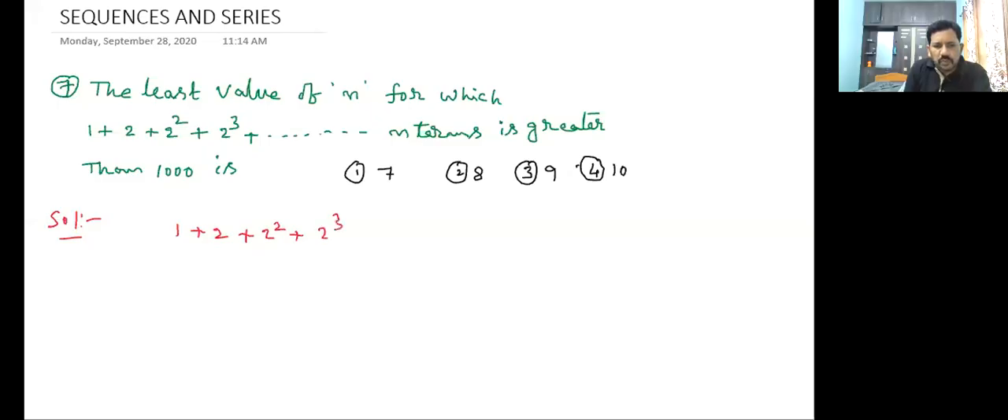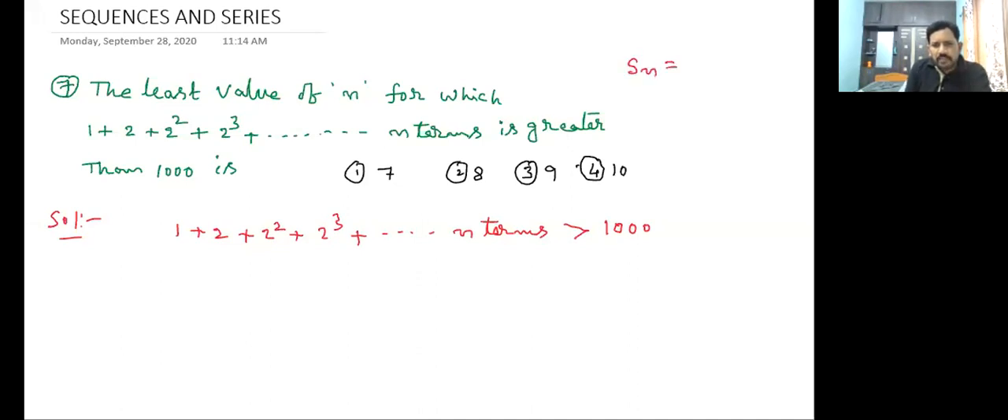2 cube, and so on, n terms. The sum of n terms is greater than 1000 given. Then find the least value of n. Okay. So what is the sum of n terms in a GP series formula?